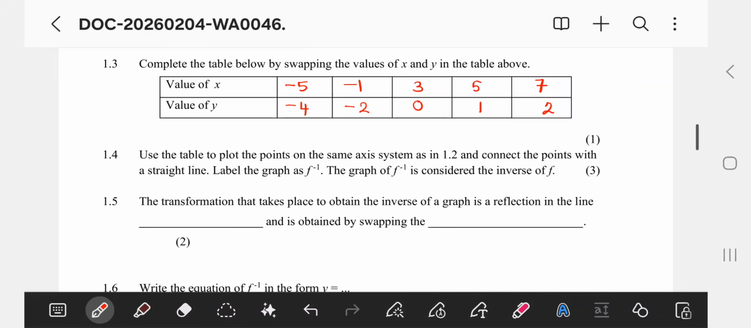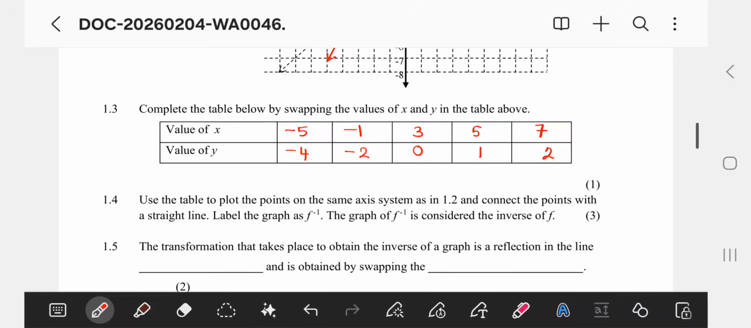Okay, 1.4 says, use the table to plot the points on the same set of axes as in 1.2 and connect the points with a straight line. Label the graph as f to the minus 1. The graph of f to the minus 1 is considered the inverse of f. Okay, so to do this, let's draw the graph in a different color. So I've actually just changed the color of the values, right? Because I want to draw blue to represent this graph so that we don't confuse it with the graph of f.